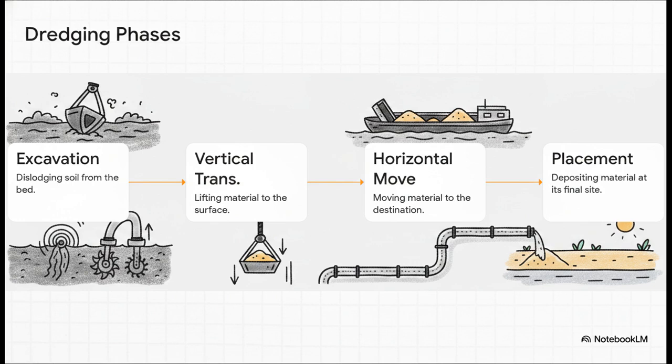First up is excavation. That's dislodging the soil from the bed using our mechanical buckets or hydraulic cutter heads. Second is vertical transport, literally lifting that material from the dark depths up to the surface. Third is horizontal transport, moving that material away from the dig site, either by loading it into a barge or pumping it as a slurry through miles of pipeline. And finally, the 4th phase, placement, depositing the material at its final, ultimate destination.